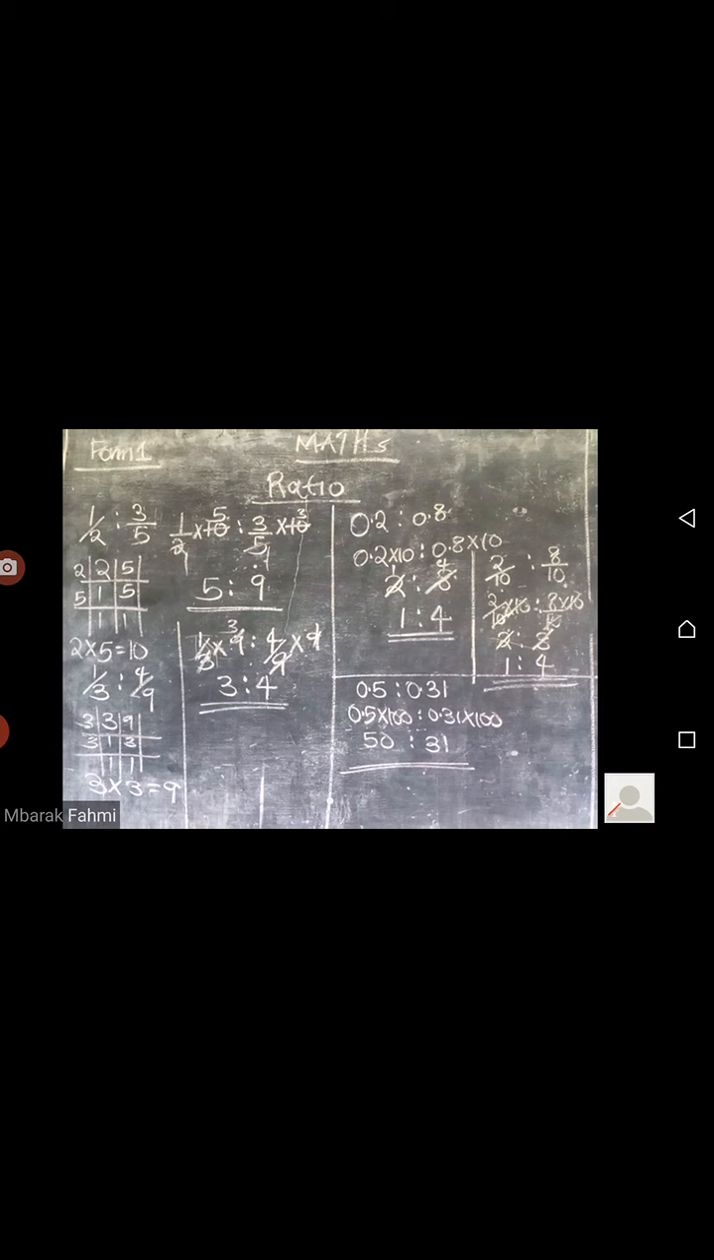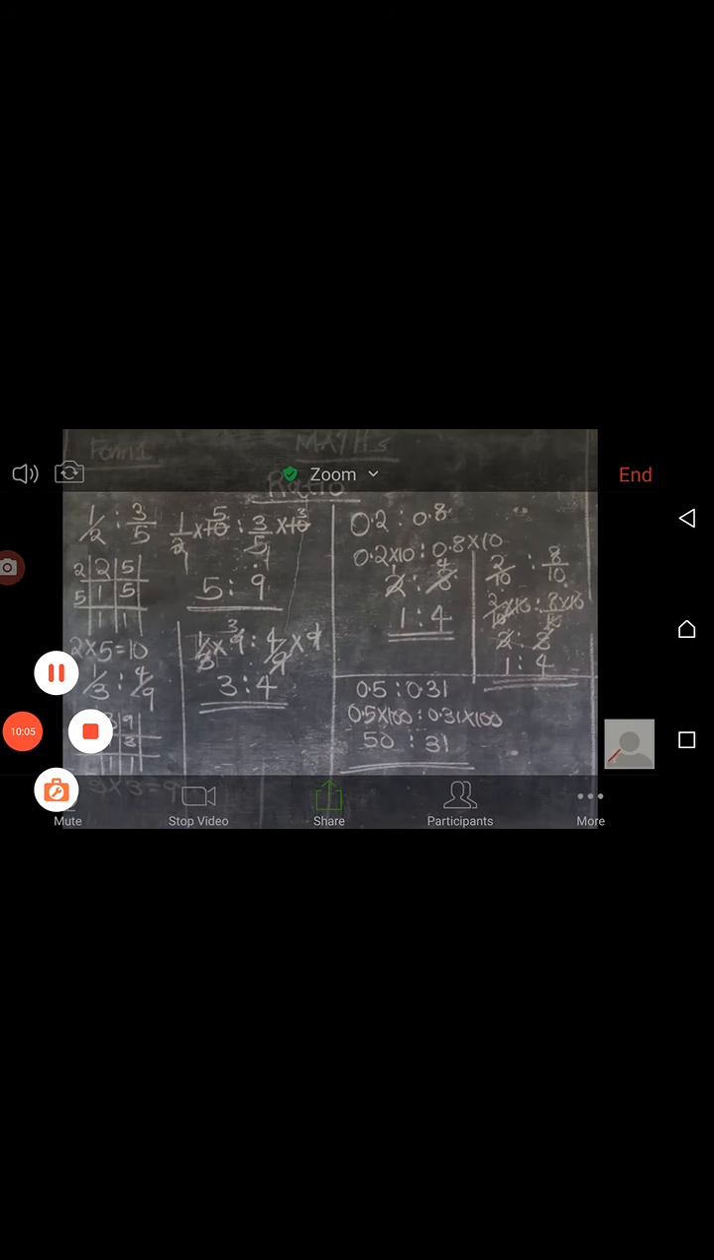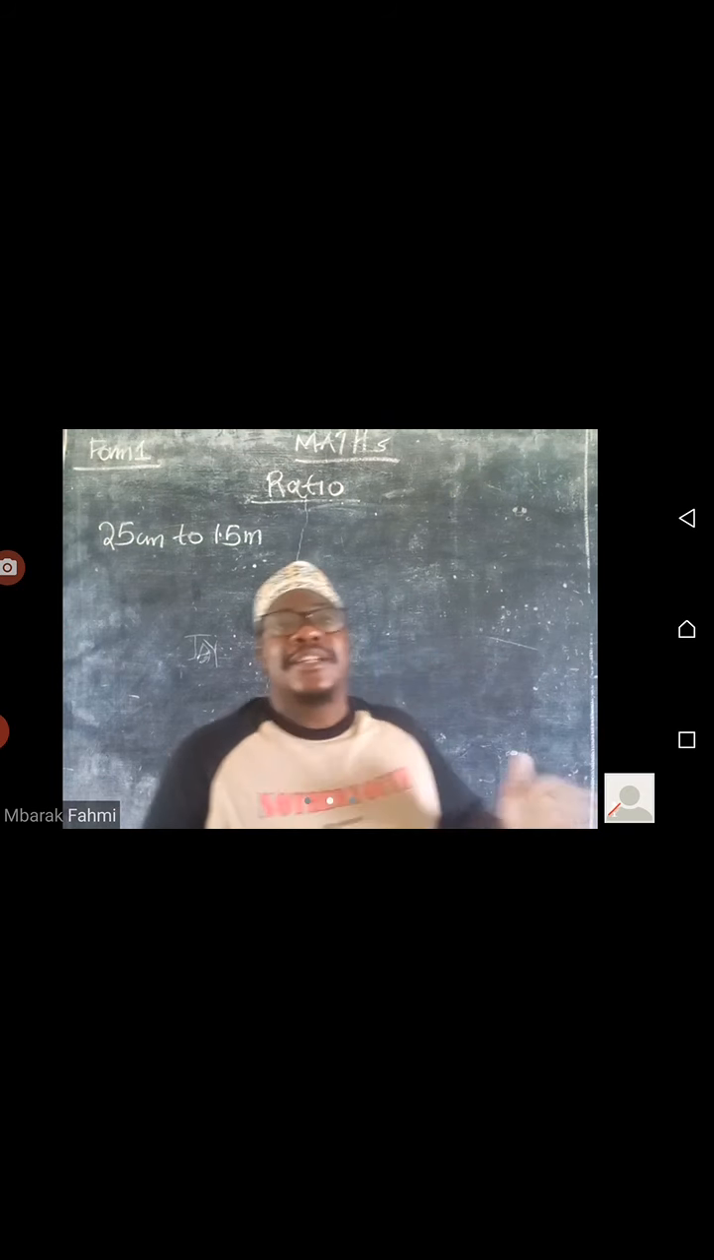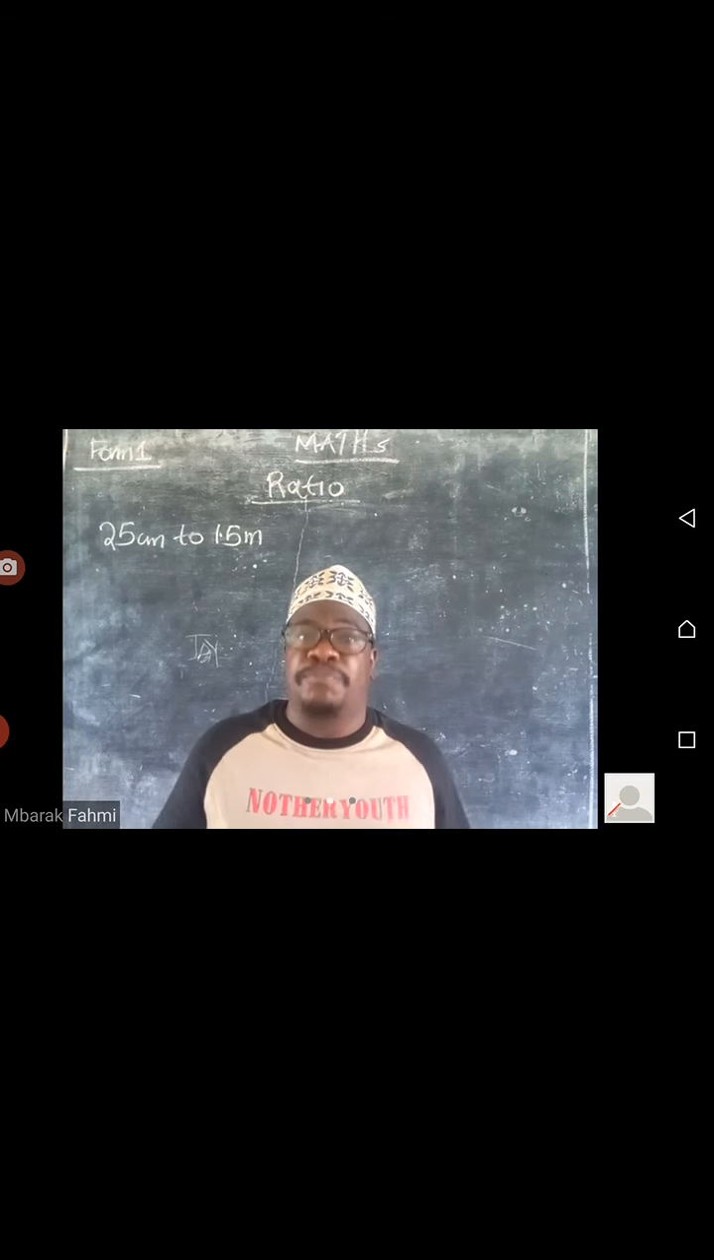Okay, so let me give you another example. If you are told to simplify 25 centimeters to 1.5 meters, you have to make sure they are all in the same what? Units. You have to make sure these ones are all in the same units. And basically you convert the one which is on the higher unit to be on the lower unit for easy simplification.